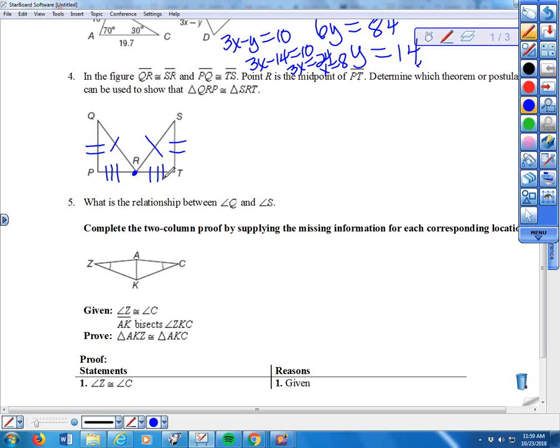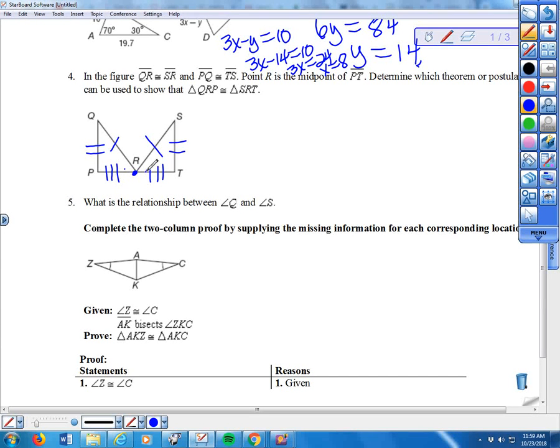They're corresponding angles, so you're really close to the reason. It's 5 letters. CPCTC. Corresponding parts of congruent triangles are congruent. Okay, once I know these two triangles are congruent by side, side, side, I know Q and S are congruent, I know P and T are congruent, I know this angle and this angle are congruent by CPCTC, because they are all corresponding parts of congruent triangles.